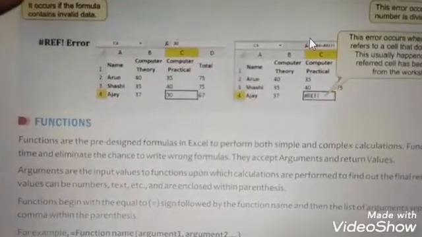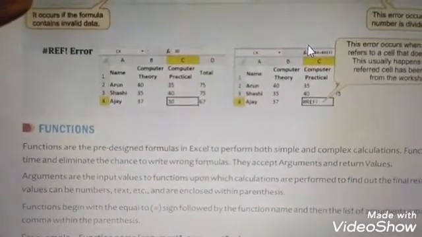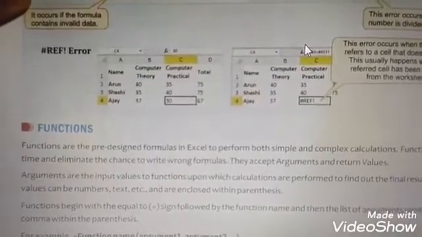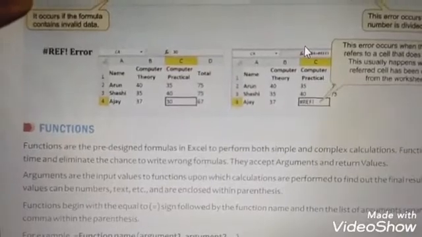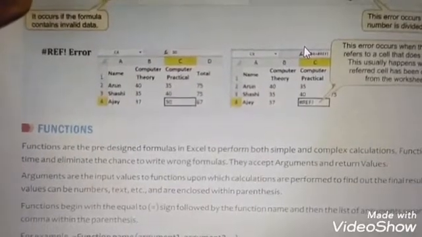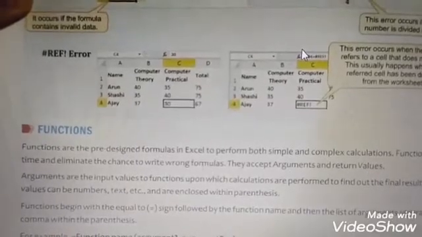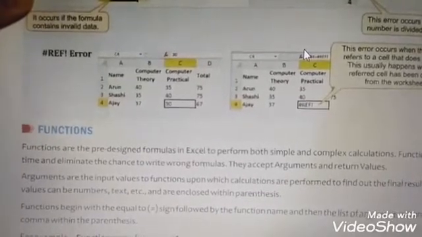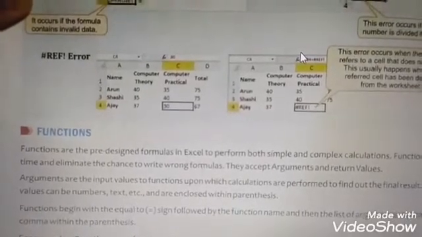Now we come to the function. We already know the formula: we have to type the formula to do the calculation. But some functions are already available in Excel, and we just use them. That formula or procedure was written by somebody else, and we only use it. That is called a function.